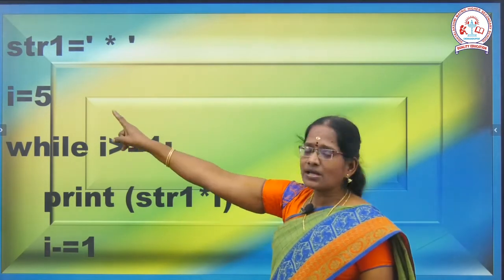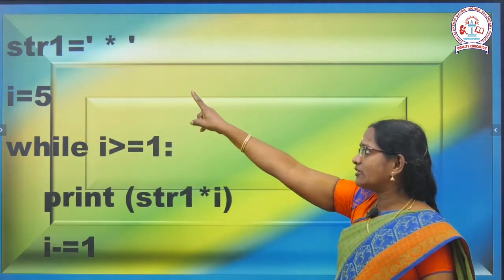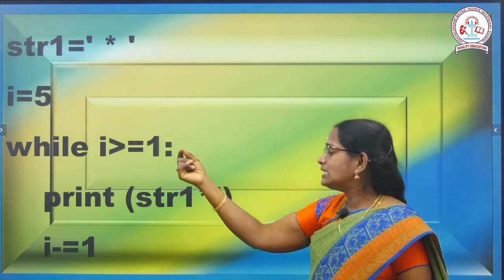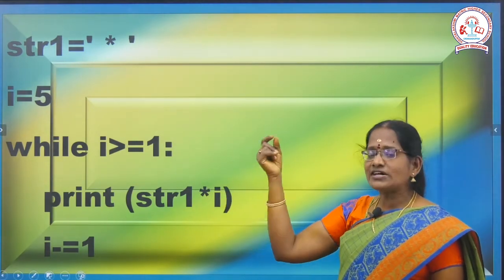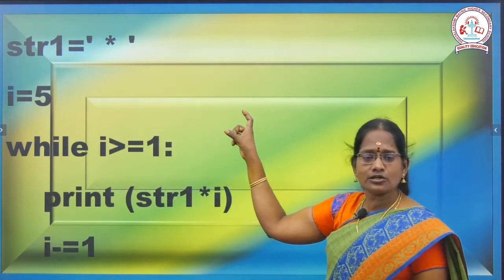The I value. First time the I value is 5. What is the value of the string? Star is the value of the string. So this particular asterisk symbol is in the string. This string is printed 5 times, into 5. First time star, second time star, 3, 4, 5. 5 stars are printed in a single row.